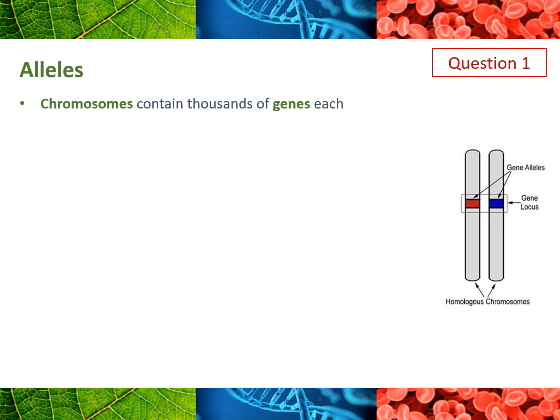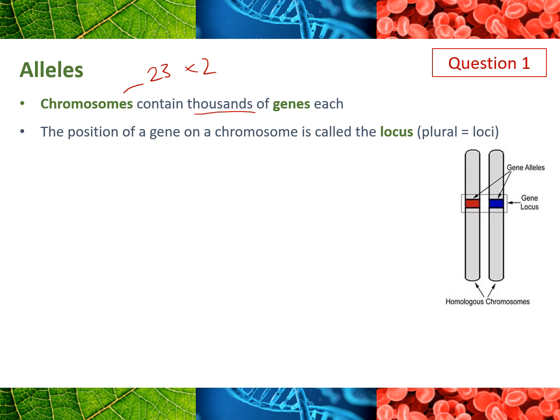So alleles, like I said, you might have heard of this before, refer to genes. As we looked at in the last lesson, chromosomes contain thousands of genes each, and in humans, there are 23 pairs of those chromosomes. If we look here at a homologous pair of chromosomes, so let's say this is chromosome number 1, both versions of it, one from your mother, one from your father, the position that a certain gene is at on a chromosome is called the locus.